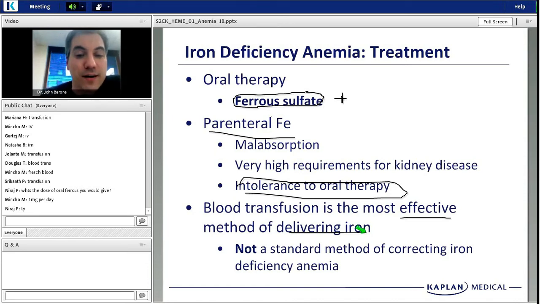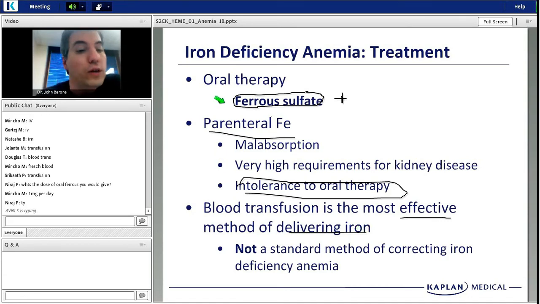Pretty amazing stuff. All right, so again, oral is preferred. You only do IV if they malabsorb or they're intolerant, and then blood transfusions are never really done. We never do blood transfusions for giving iron. We give blood transfusions to give you blood for hematocrit and hemoglobin, but not for iron. Okay, good. These exam writers come up with some good questions.